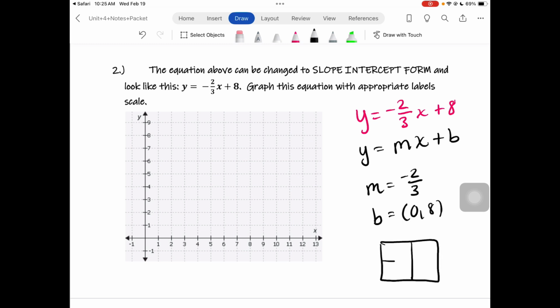Okay, so you can set up your little chart. This is how you're going to move. We're going to go down 2, right 3, and we're going to be beginning at the point (0, 8). So I'm going to go to (0, 8), and that will always be on your y-axis. And we will go down 2, right 3, and we'll keep doing that until you get a couple points. Okay, and you should get a nice straight line off of that.